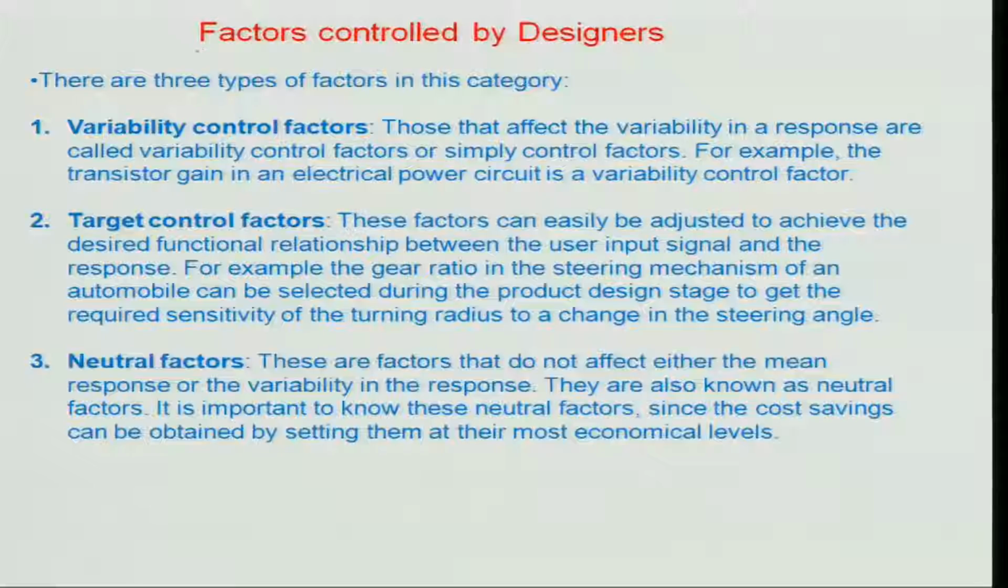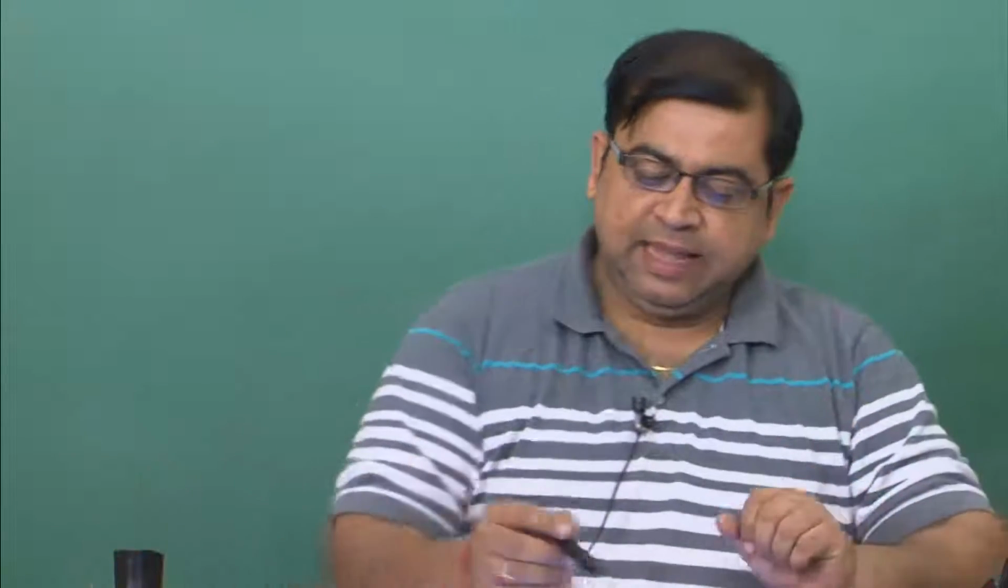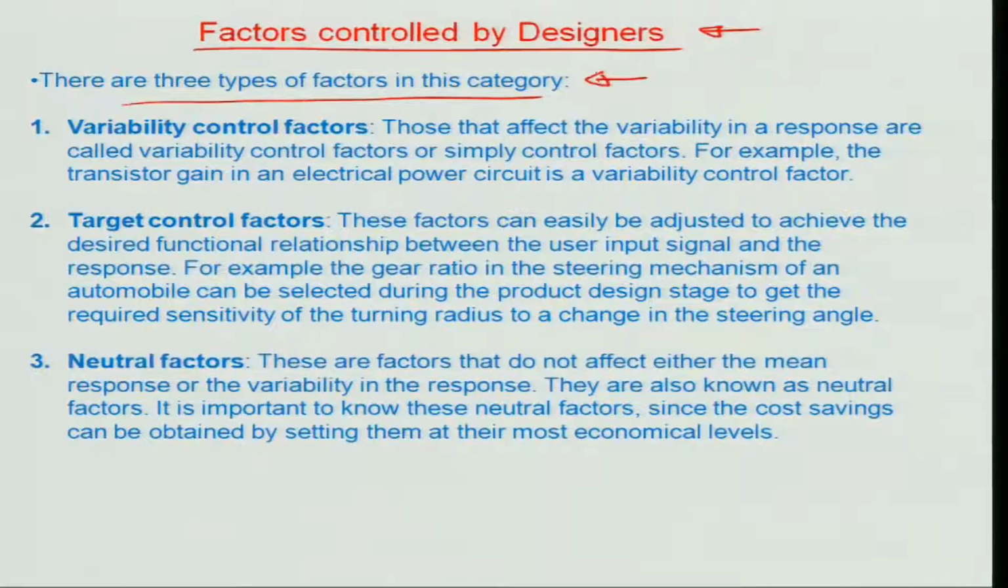So, this is the first principle that you should follow in order to realize any engineering system, for giving a systemic point of view to the quality of output or the performance of the system. So, let us look at the factors which are controlled by designers. We already did a very detailed analysis of the factors which are controlled by the operator or the user directly. So, there are principally three different types of such factors which fall in this category. One is called the variability control factor.